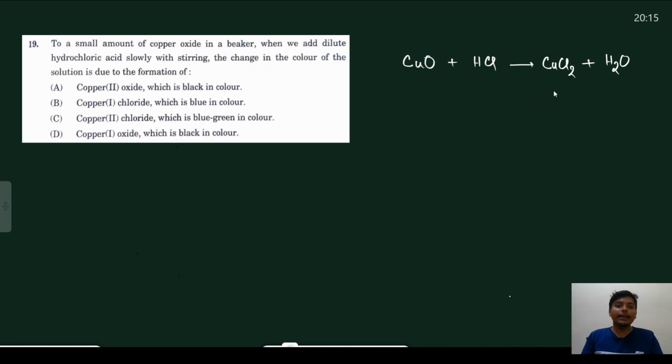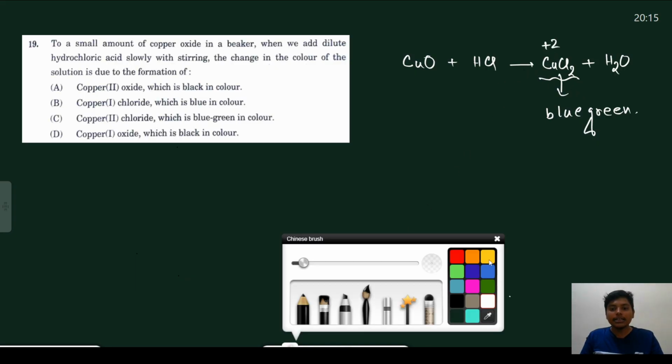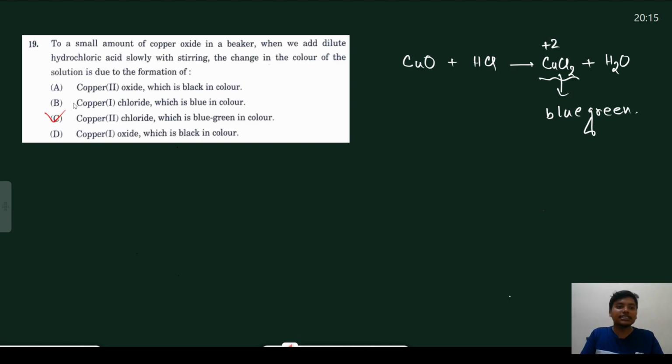So we get copper chloride, and you know the color of copper chloride is nothing but blue green. And you know the oxidation state of copper here is plus 2. Clear? So the correct answer is C. Understood? And what is copper chloride called because of the plus 2 oxidation state? This is known as cupric chloride.